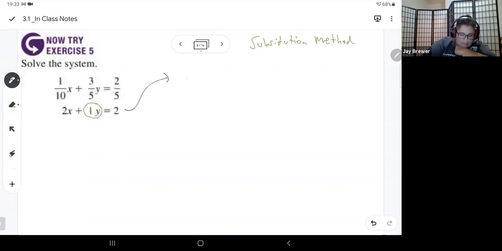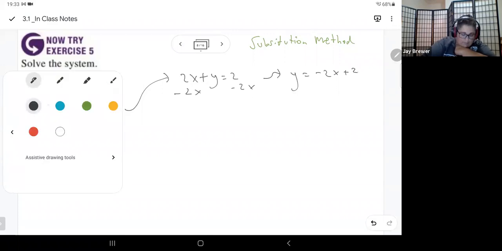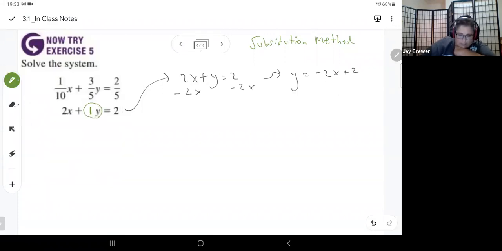Go ahead and rewrite it. So 2x plus y equals 2. Subtract 2x on both sides. So then we have y equals negative 2x plus 2. And we're going to take this now and put it back in for y. It's going to be pretty gross. We're going to plug it into there.